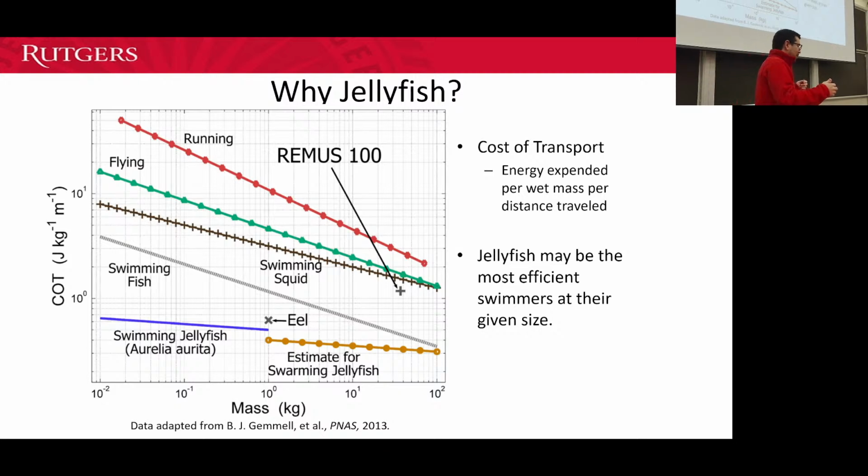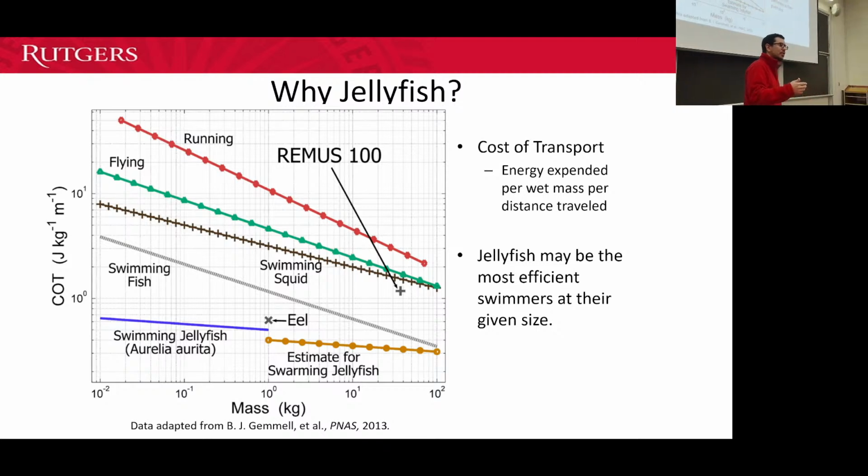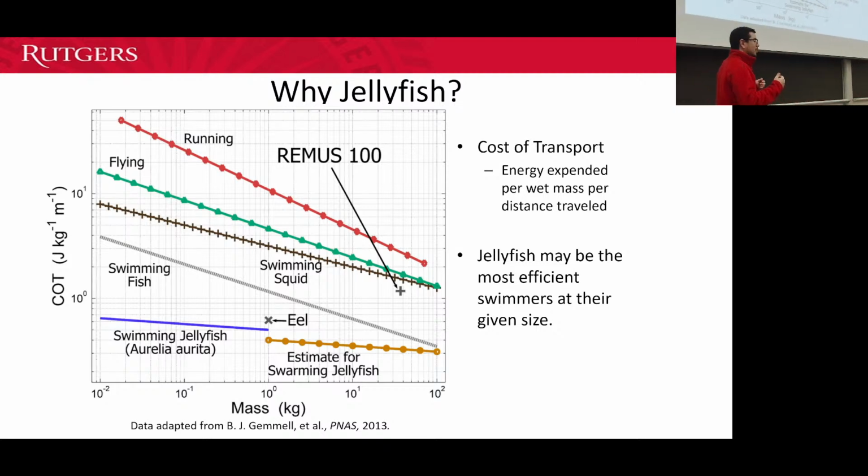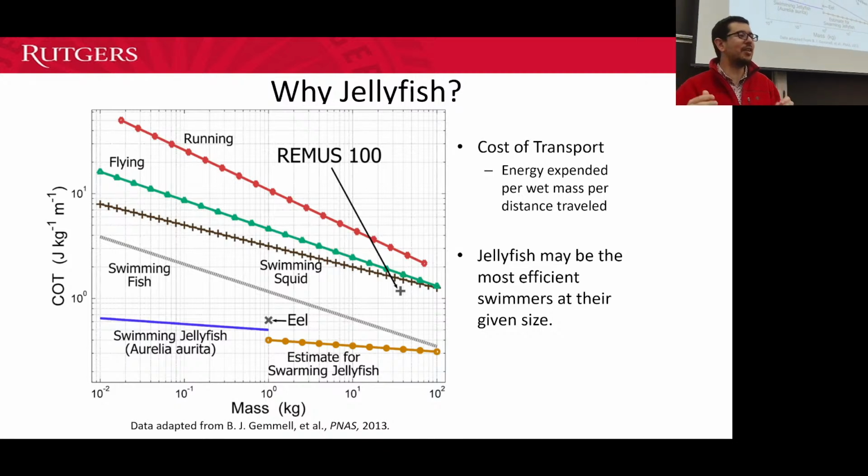And so whales and sharks are extremely efficient, more efficient than jellyfish, more efficient than squid. The Remus 100, which probably still exists, was an unmanned underwater vehicle. Swimming is more efficient than flying, more efficient than running, and even more efficient than a swimming jellyfish. But if you want to go really small and very slowly, a jellyfish is not a bad way to go.